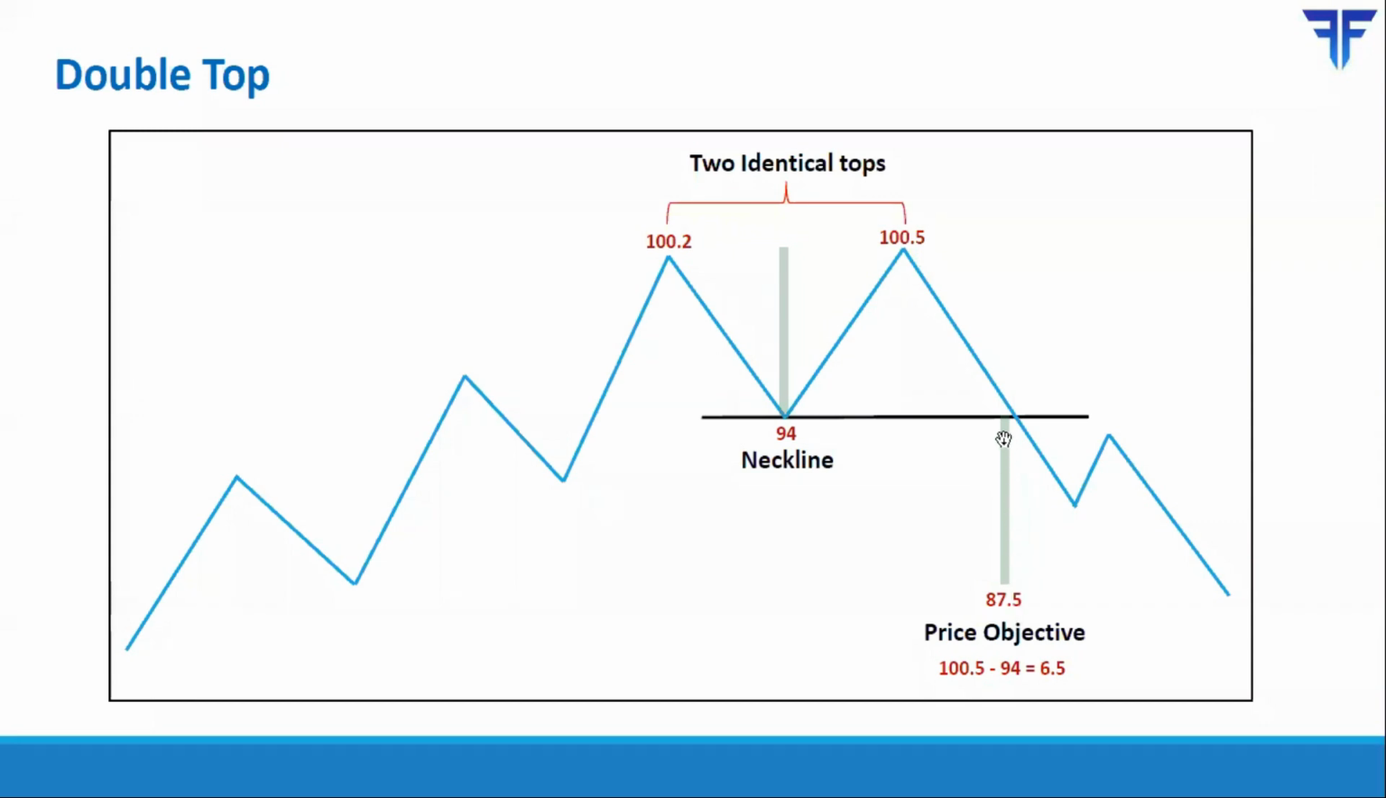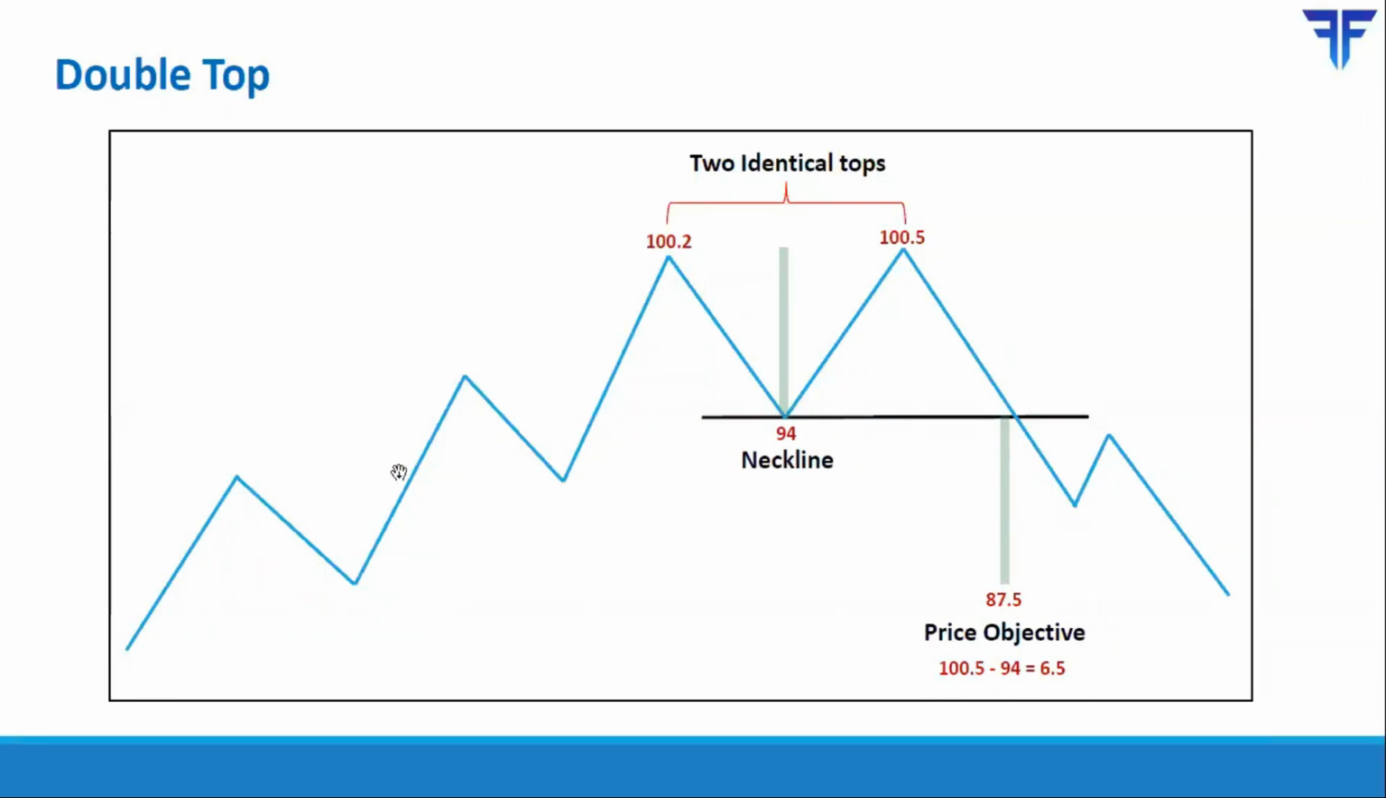This is called the minimum price objective of the double top pattern. So once 94 breaks, and when I initiate a short position, the minimum target that I'm looking forward to is 87.5. That's the minimum target. It could go much lower below that also, but this is the minimum price objective.